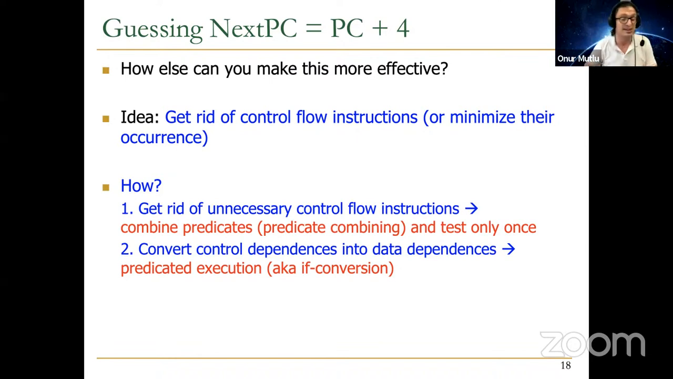Again, I'm not going to go through this in this lecture, but convert the control dependencies to data dependencies just like in a data flow machine. So this is another example of a data flow machine influencing control flow machines by getting rid of the control flow as much as possible. At least control flow changing instructions, I should say.